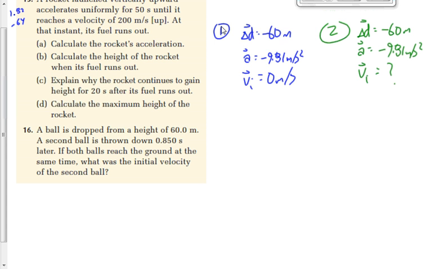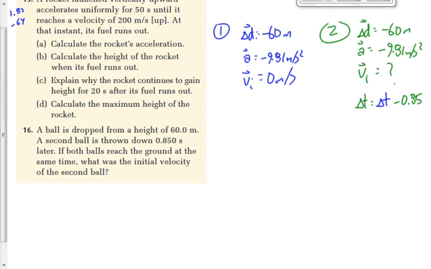Okay, so let's say that this time, we don't know what the time over here is, right? But let's say this time is, Carrie? So let's say it's this time, the blue time, plus 0.85. Oh, you're so close. How about minus 0.85? That makes sense? It fell for a little bit less time than the blue one did, right? Because it was thrown down afterwards.